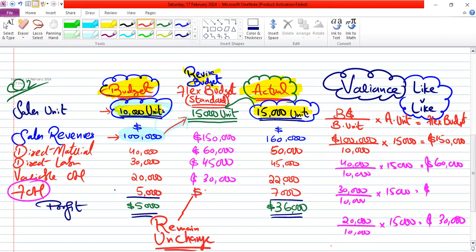So there is no flexing in fixed cost. We are not going to do any flex budgeting in fixed cost. There is no revised budget for fixed cost. Fixed cost will remain as it is in the budget, no change at all. Why? Because Mr. Mustafa told me the definition and it's correct: unchanged, remains constant. Right or wrong?